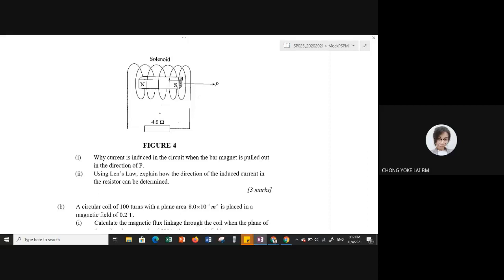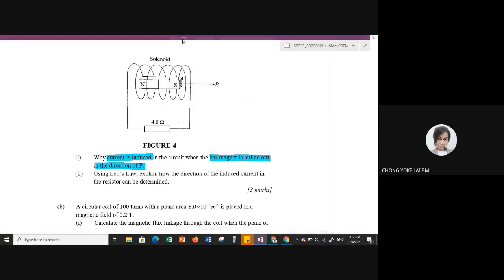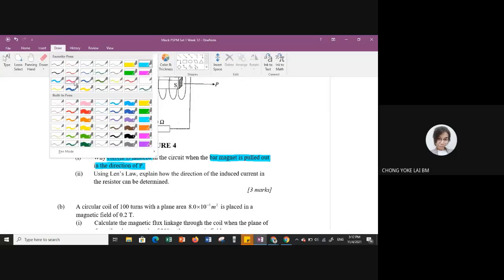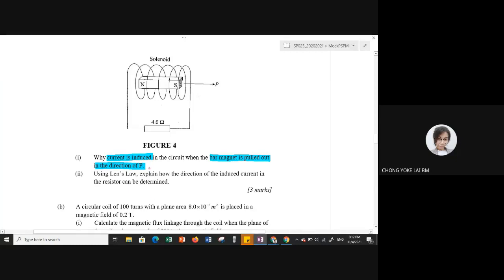Okay, why is current induced in the circuit when the bar magnet is pulled out in the direction of P? Soalan tanya you, apa sebab bila bar magnet itu ditarik keluar, kita ada current induced? Kerana apa wujud current induced tu? Agak-agaknya, apa yang menyebabkan dia ada current induced? Kalau you jawab soalan tu, siapa yang jawab soalan ni? Apa jawapan anda?